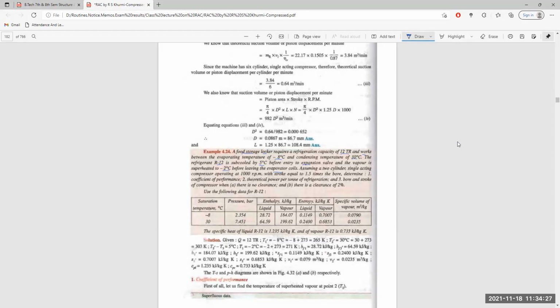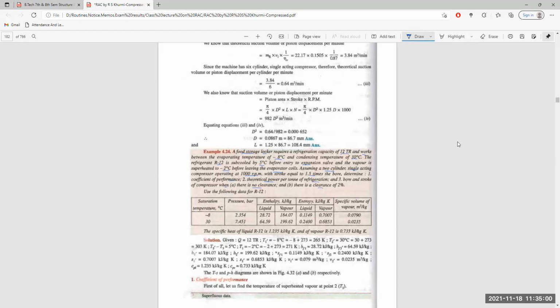Now we have a two cylinder, single acting compressor operating at 1000 RPM with stroke equal to 1.5 times the bore. So the relation between the diameter and the stroke length is given, but neither of them is given, so we have to calculate them. Determine the COP, theoretical power, tons of refrigeration required, and bore and stroke of the compressor when there is no clearance and when there is a clearance of 2%.